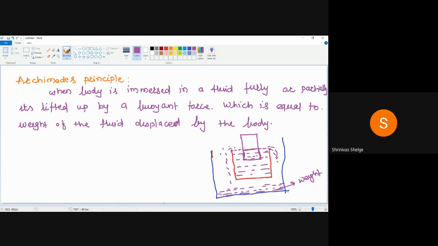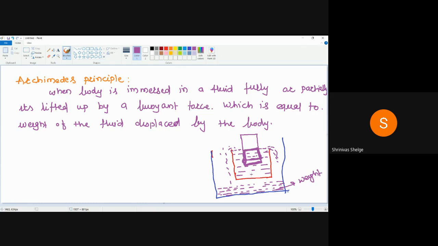Suppose it is immersed up to this position, and again it is immersed more. So what happened? This much amount of volume is immersed in the fluid, so this much volume gets displaced and collected in the tank. That means more fluid is collected in the tank, and the weight of this fluid obviously increases. Initially the volume was this much, but now the volume is this much. Correct. So that means the volume of the displaced fluid also increases, weight increases, and buoyant force also increases.